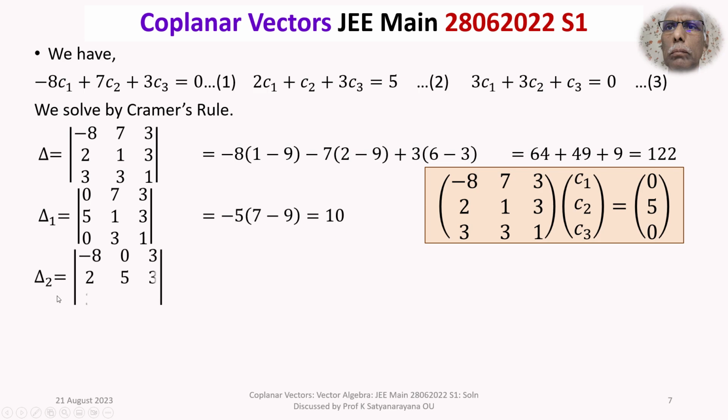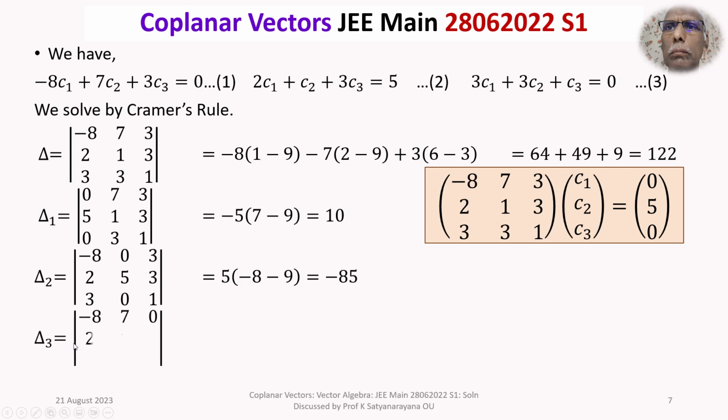Delta 2 is the same as delta with the second column, 7, 1, 3, replaced by 0, 5, 0. Now expand by the second column. The 5 is in the second row, second element, meaning 2 plus 2, that is 4. Four means even, and even means plus. Plus 5 times minus 8 minus 9, that is minus 85.